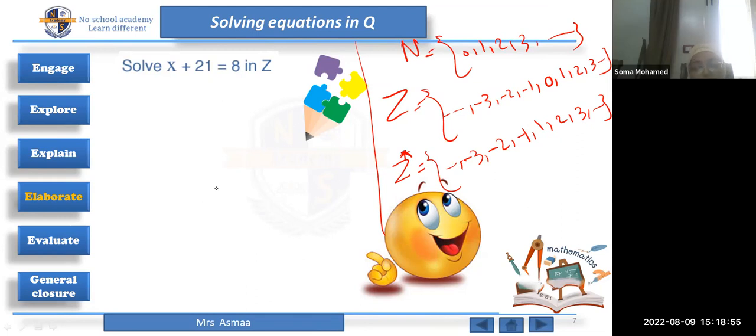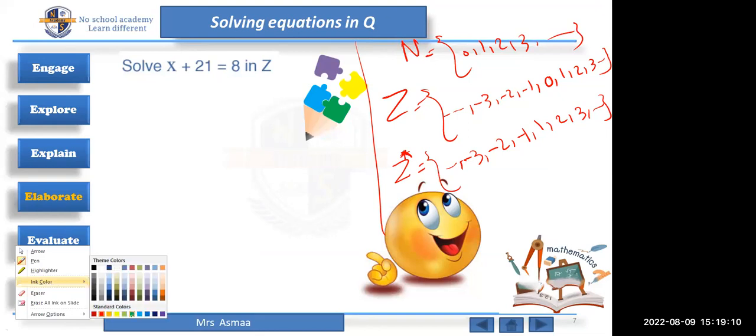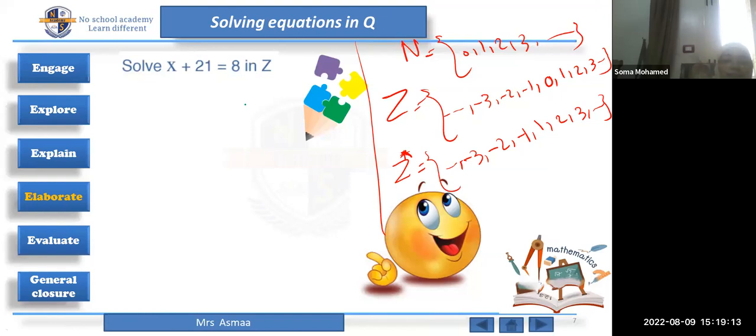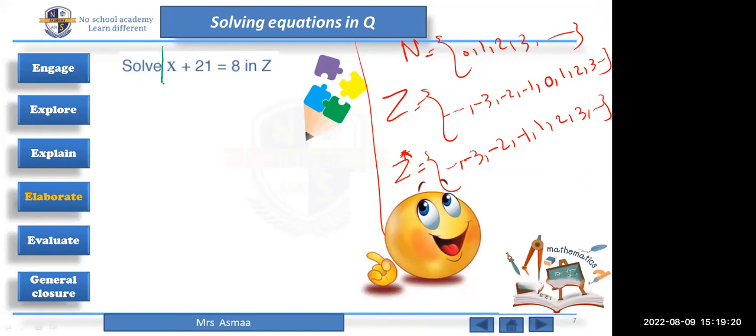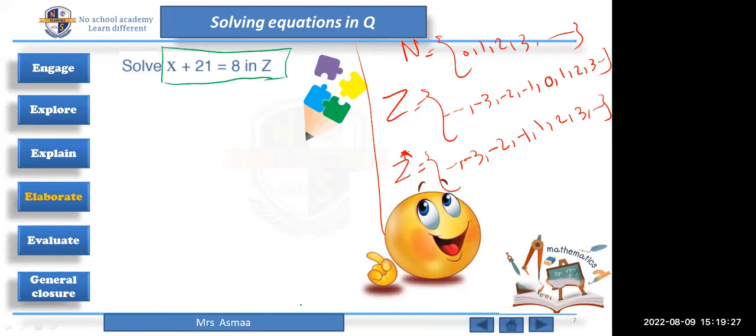Jana, can you answer with me, please? Look carefully, everyone, and then I will take another one. How can I answer, Jana? Answer with me, please. The problem: x plus 21 equals 8. I want the value of x in Z. What shall I do?